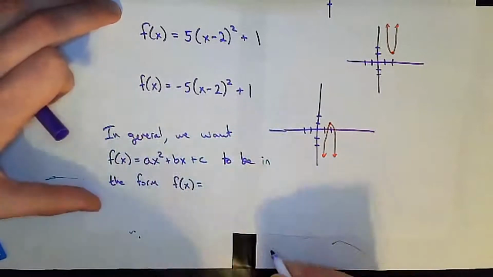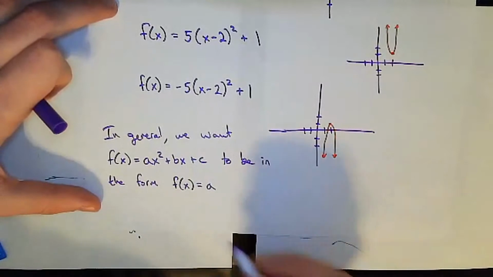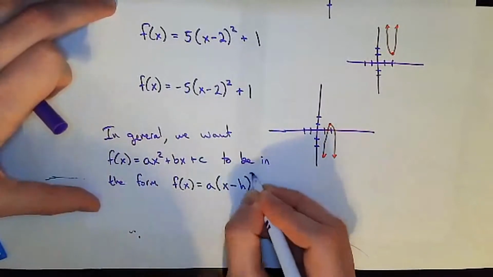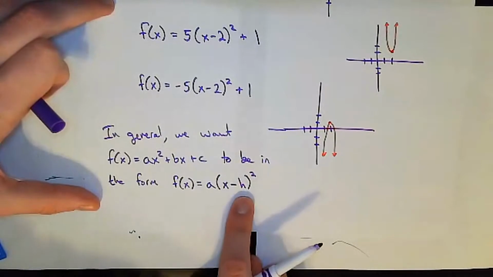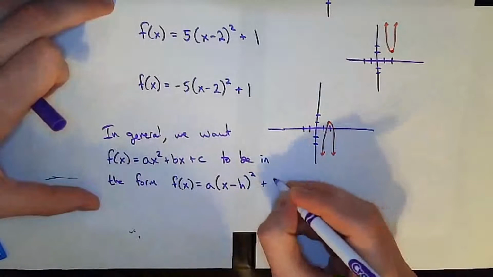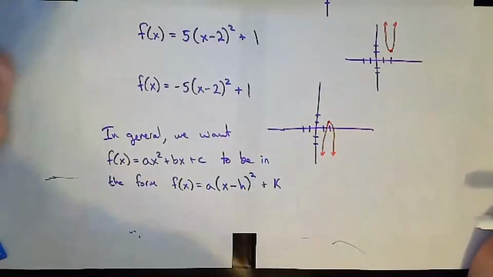And I'm going to use some different letters here. A is going to be the same here. And then I'm going to have x minus h all squared. So that's going to represent the horizontal shifting. Could be positive or negative, but built in with a minus sign there. Plus some other number out here, k, for the vertical shifting.